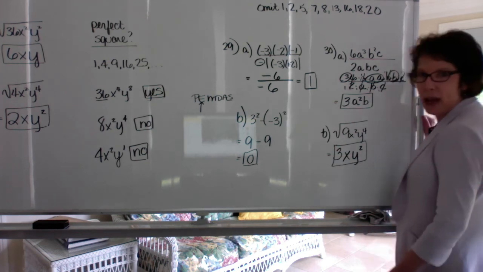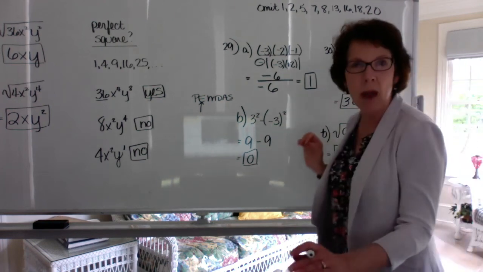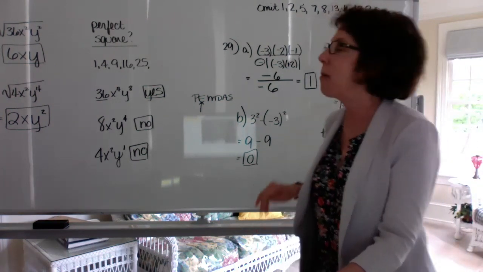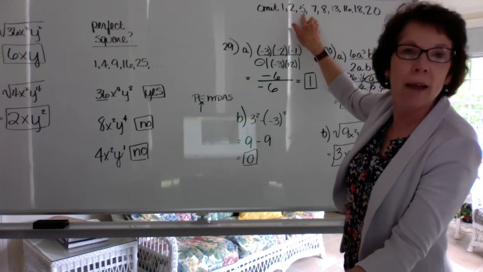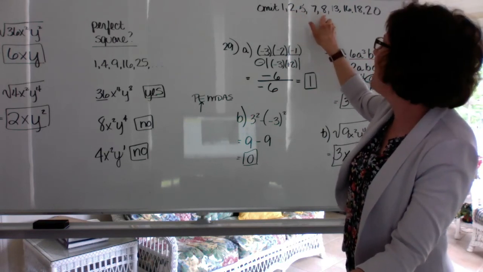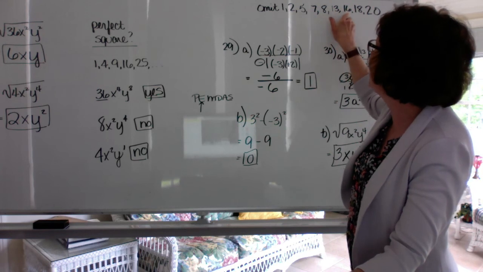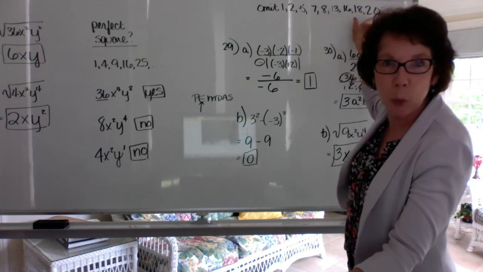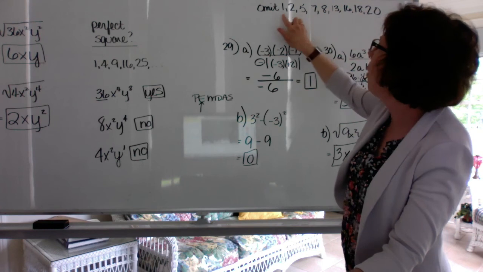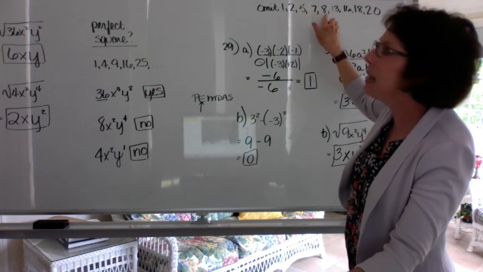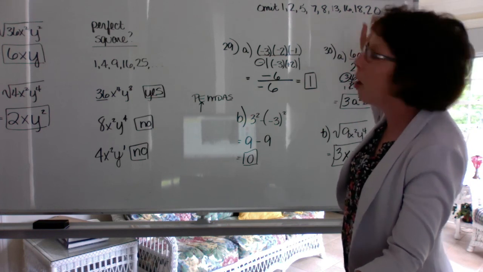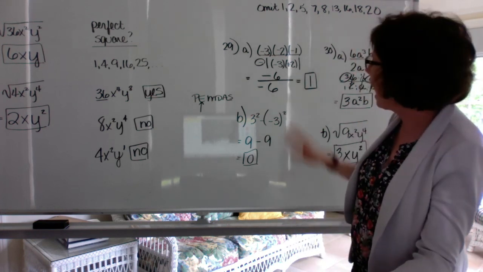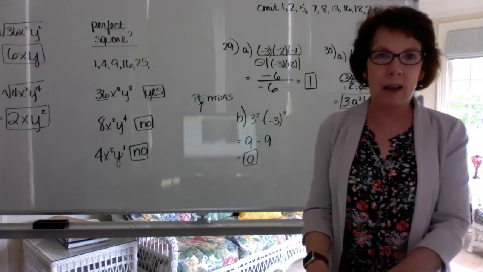Now, what do we have for omissions today? Okay, get ready to X these out. 1, 2, 5, 7, 8, 13, 16, 18, and 20. Let's repeat those. 1, 2, 5, 7, and 8 on page 1. 13, 16, 18, and 20 on page 2. And I have helped you with 29 and 30.